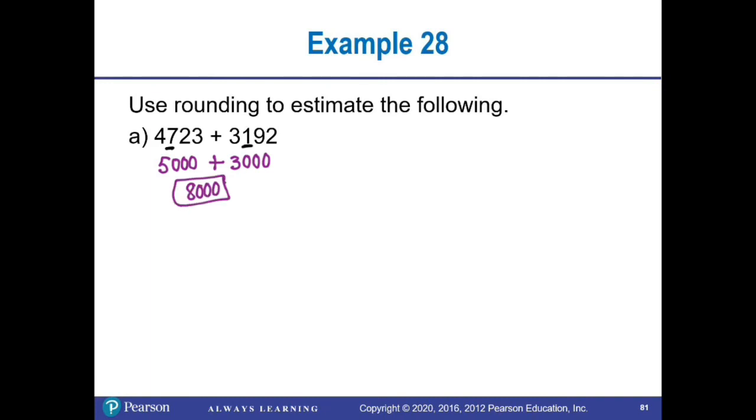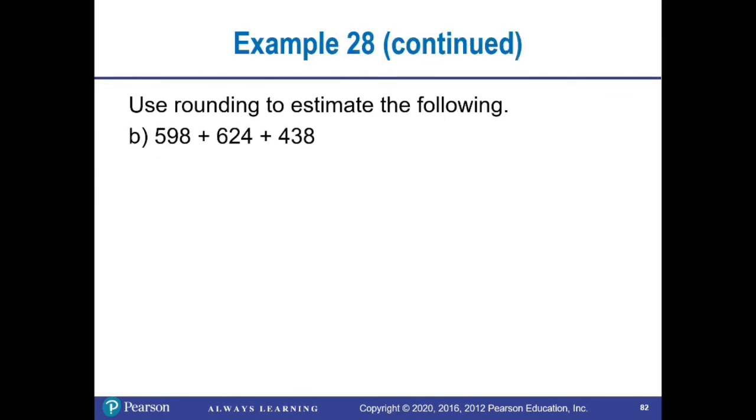Again, typically 5 or higher, we round up, so 4,723 rounded up to 5,000. 4 or less, we round down, so 3,192 rounds down to 3,000. Let's look at another example.